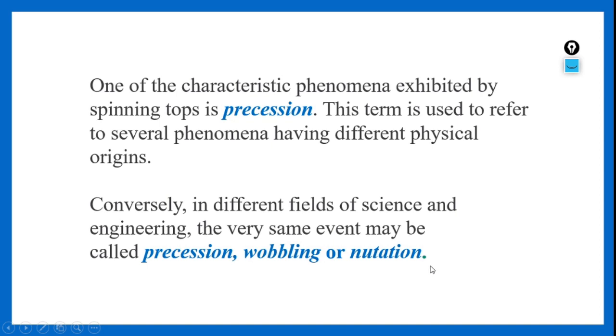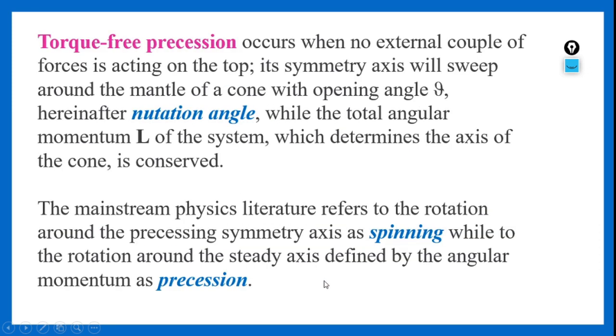One of the characteristic phenomena exhibited by spinning tops is precession. This term is used to refer to several phenomena having different physical origins. Conversely, in different fields of science and engineering, the very same event may be called precession or wobbling or nutation. Now we will see what is torque-free precession.